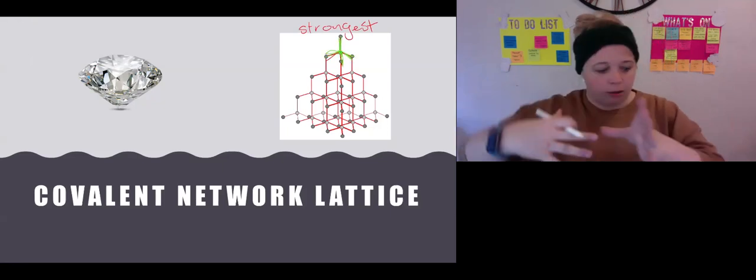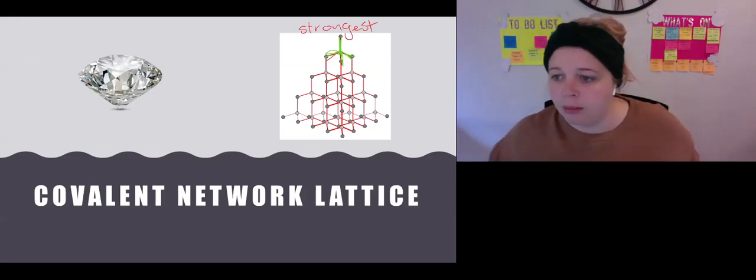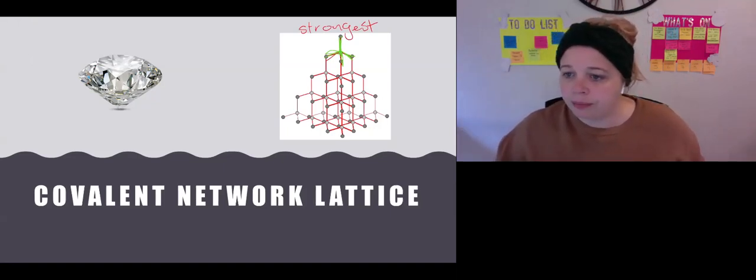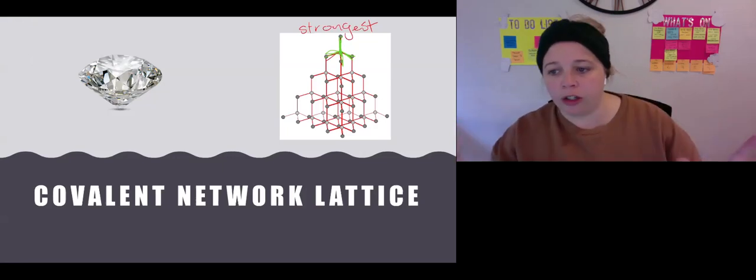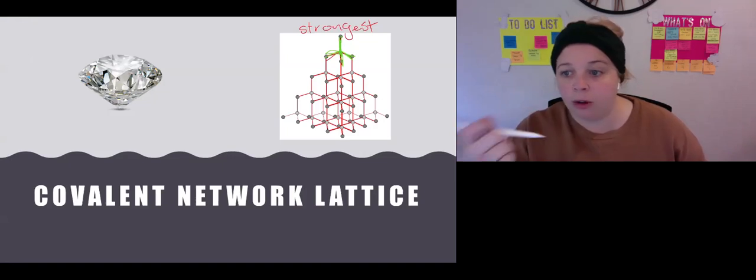So if you think about it 3-dimensionally, that's 1 up and then 3 kind of out down the bottom like that. So covalent bonds extend in all directions in the crystal structure. Diamond is one such substance that has a covalent network lattice.